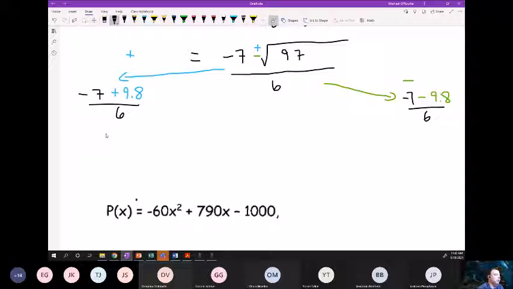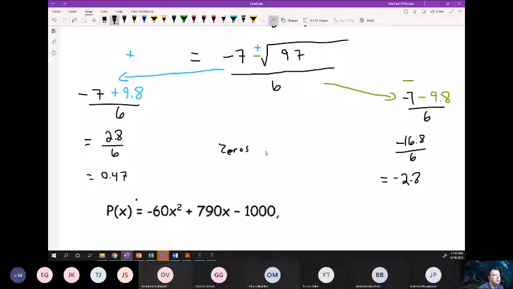So this over here is going to equal 2.8 divided by 6, which is going to be 0.47. And this side here is going to be negative 16.8 divided by 6, which equals negative 2.8. So my zeros are 0.47 and negative 2.8.